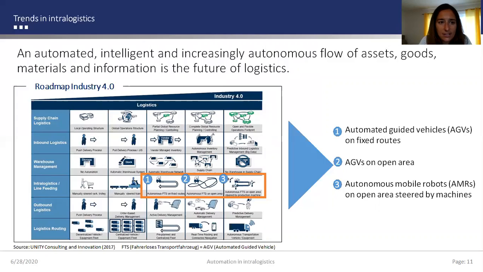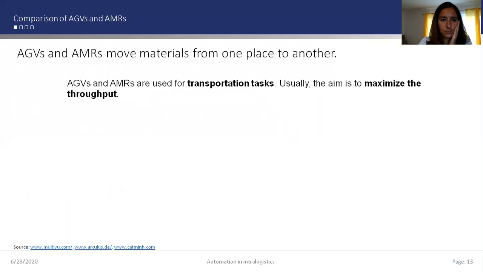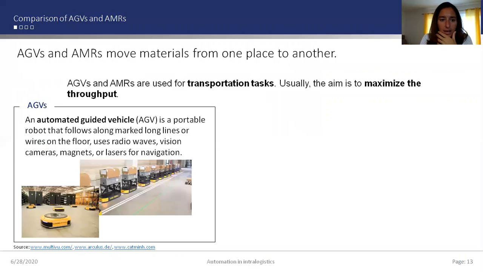So let's have a closer look. What does that mean, especially for AGVs and AMRs? Let's compare those two types. Both of them are used to transport material. And normally the aim is to maximize the throughput. So let's have a look at how they look.